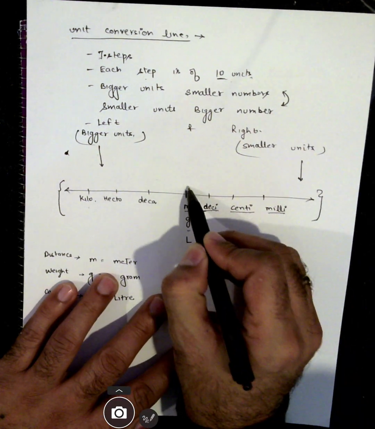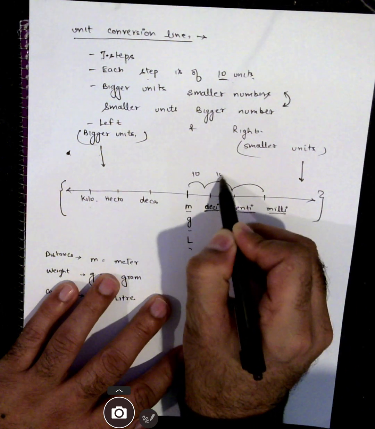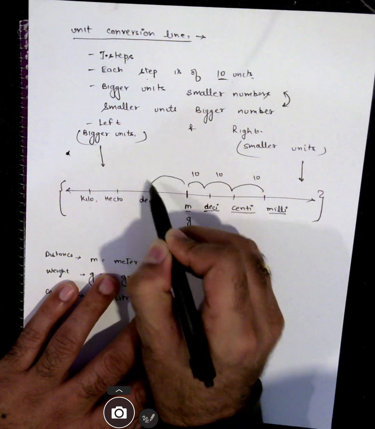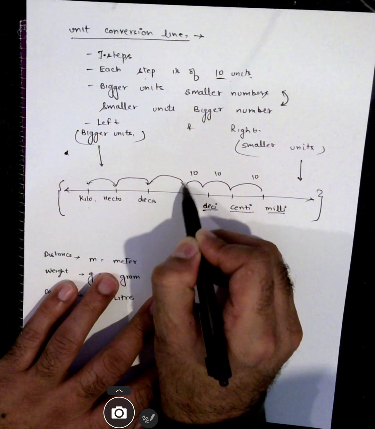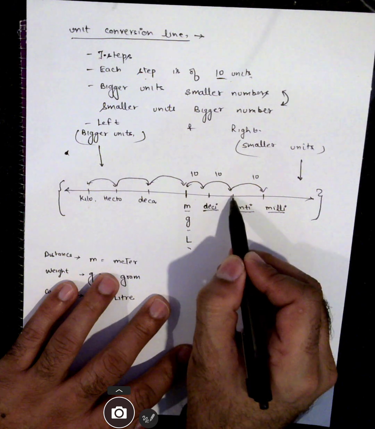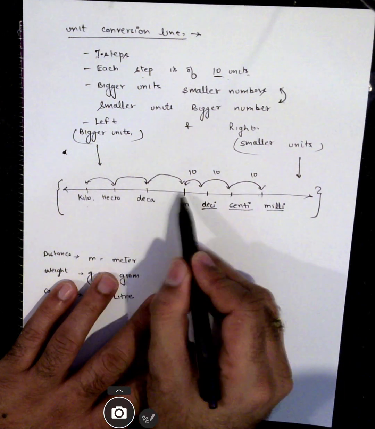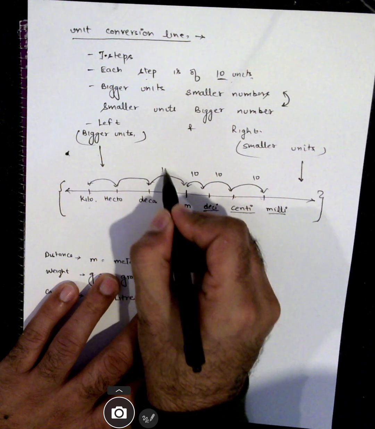As we said, each step is of 10. So everything here, each step is of 10. So when we said 7 steps, those 7 steps refers to these 7 points. 1, 2, 3, 4, 5, 6, 7. 7 steps. And each step is of 10.